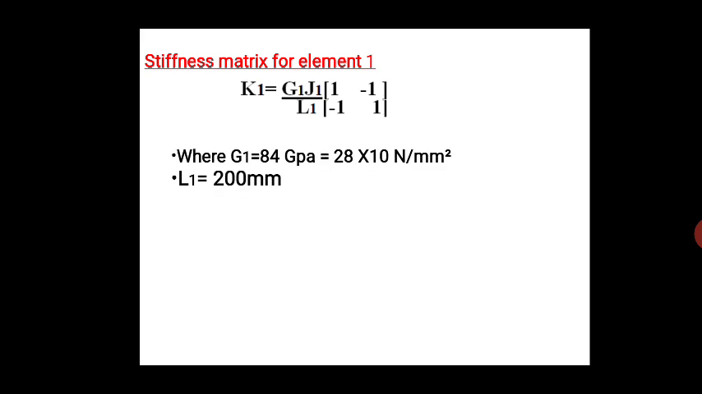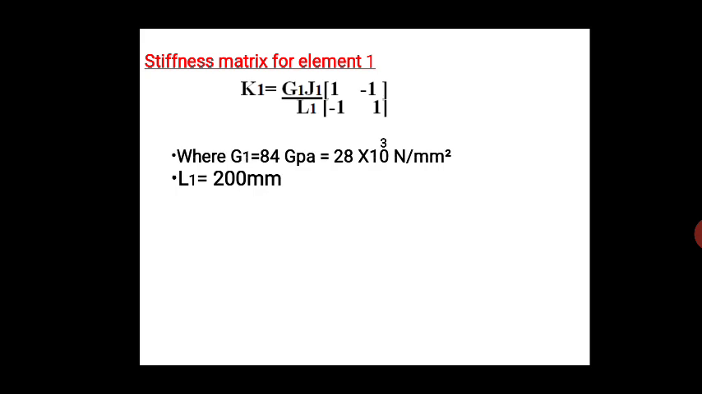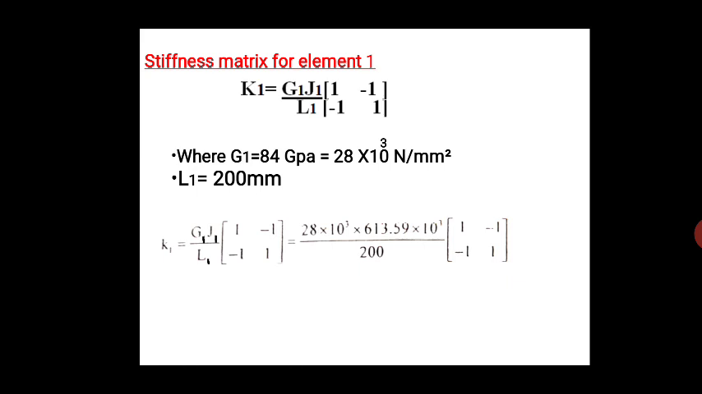For the first element, we can write the element stiffness matrix as K1 is equal to G1 J1 divided by L1 into [1, -1; -1, 1]. The rigidity modulus for the first element, G1, is 28 into 10 raised to 3 Newton per mm square, and the length of the first element is 200 mm. Substituting these values in the first equation.